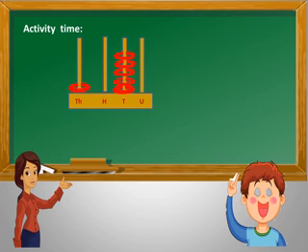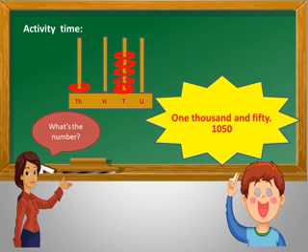I'm sure you had enough practice. And now it's your time. So let's have some activity. Look at this abacus. Count the number of rings in each spike and tell me the answer. Correct. 1050. 1 in the thousand spike and 5 in the tens spike. So we get the number 1050.